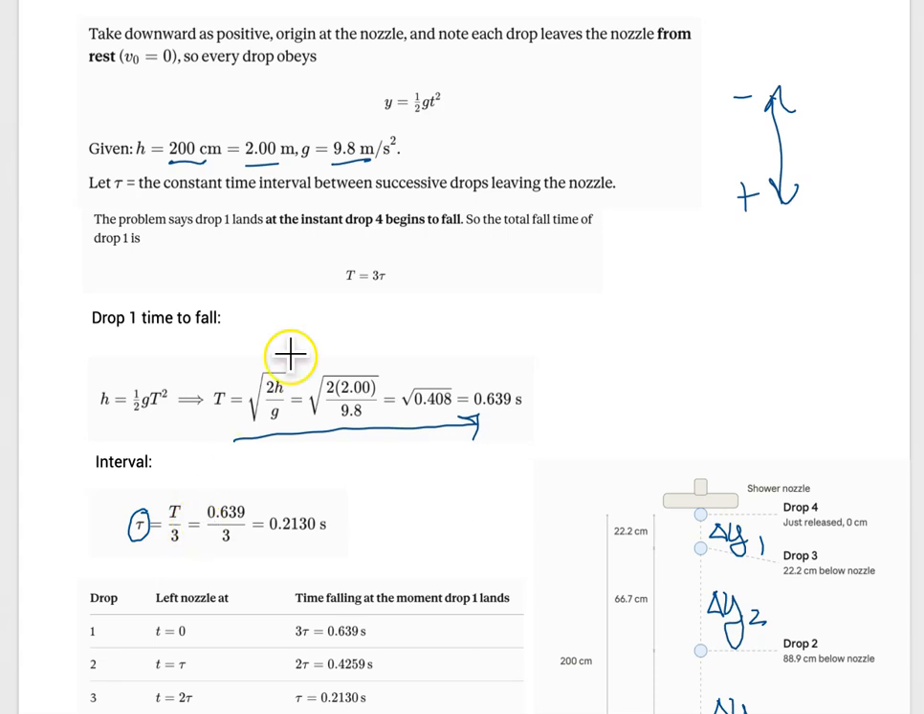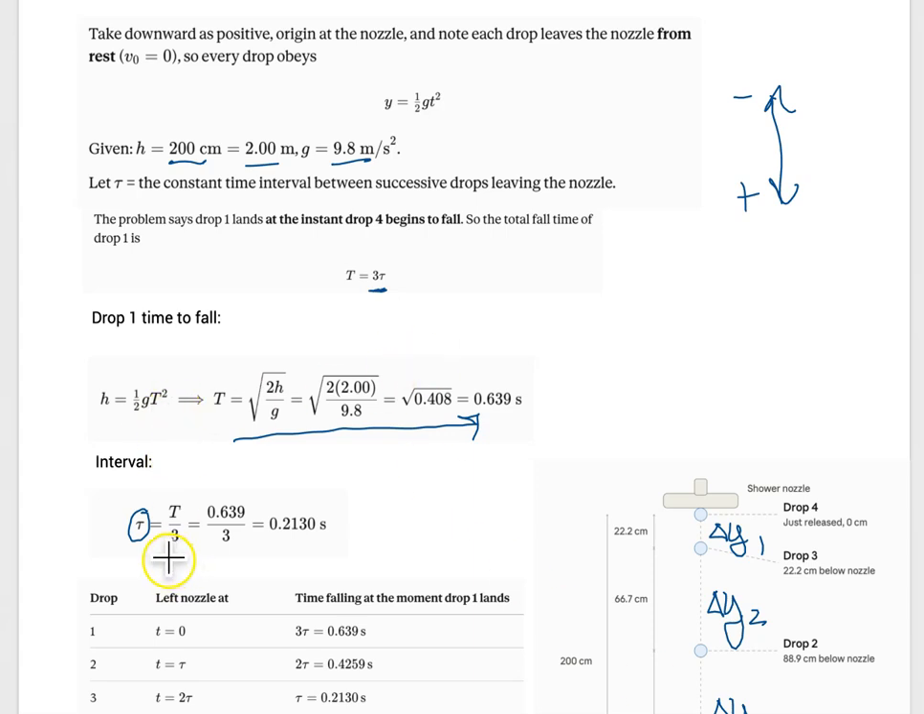We're going to say the problem says drop 1 lands at the instant drop 4 begins to fall. So we have drop 1 go down, drop 2, drop 3, and then drop 4 starts at that third time. It's not 3 seconds, and it's not the fourth time. It's 3 times the time that it took for that other drop to get to the ground.